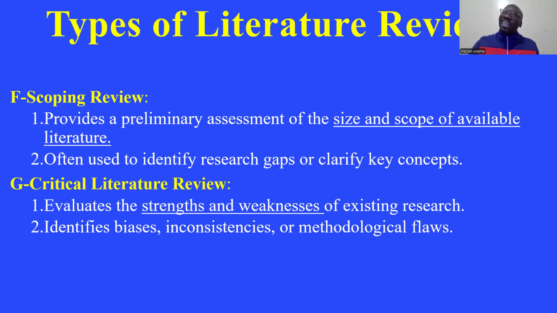So when you are reviewing the literature, you have a table. This table helps you to review. You write the strength of this research and the weaknesses. Once you do that, then you will identify maybe the biases, the inconsistencies, or methodological flaws. Once you group your analysis into strengths and weaknesses, it is only then that you will identify the gaps.